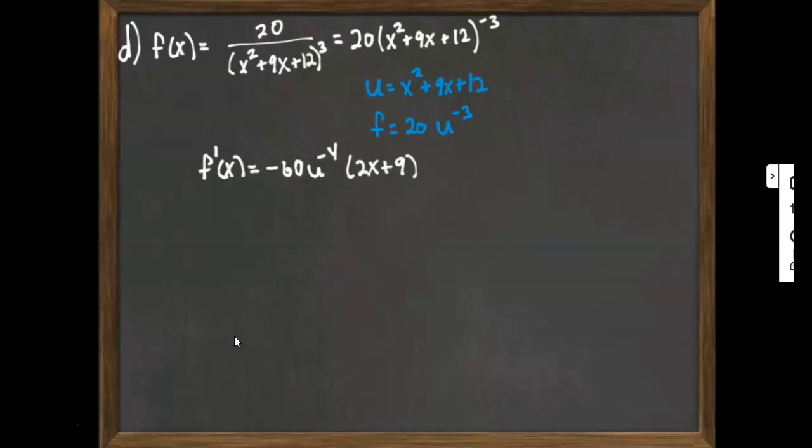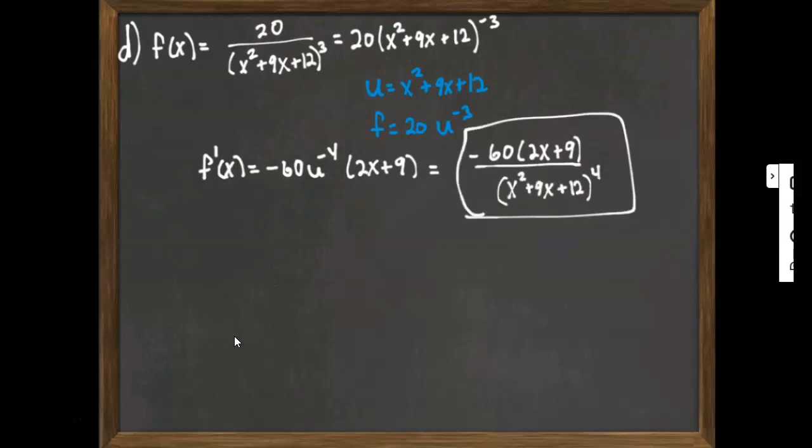And then to finish it off, we convert u over to the polynomial there, x squared plus 9x plus 12, and we put it in the right place. It's a negative exponent, so the negative fourth is going to go to the bottom and be that stuff to the fourth power. And we can just leave that as negative 60 times 2x plus 9 over x squared plus 9x plus 12 to the fourth power.